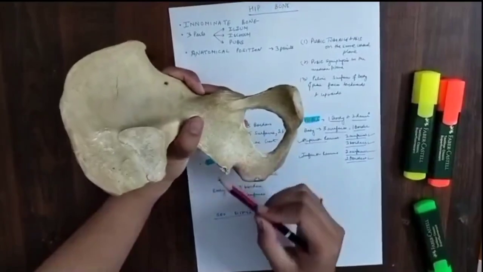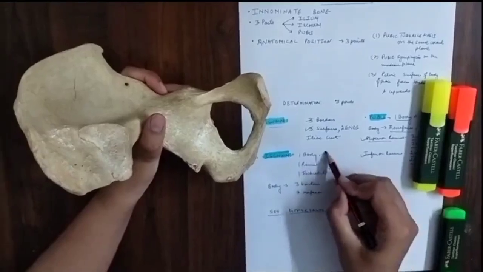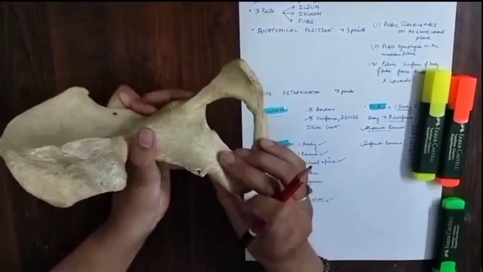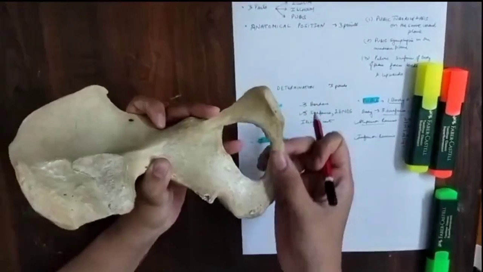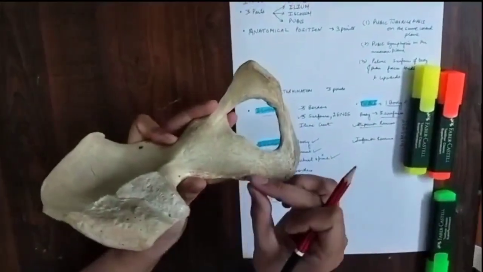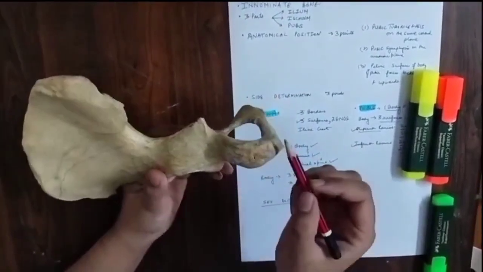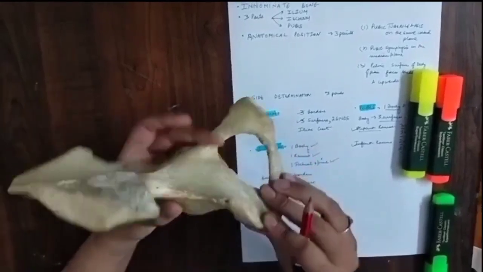Talking about the third part, that is the ischium part. So the ischium has 1 body, 1 ramus, 1 ischial spine. This is the body of the ischium. This is the ramus of the ischium, already studied. This one is the spine of the ischium. The body also presents a tuberosity, that is known as the ischial tuberosity.